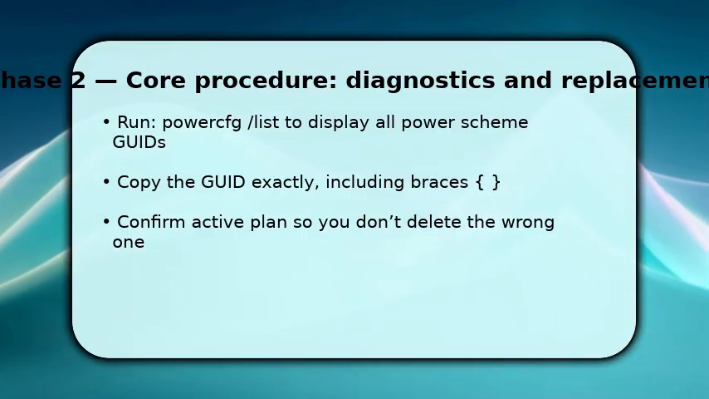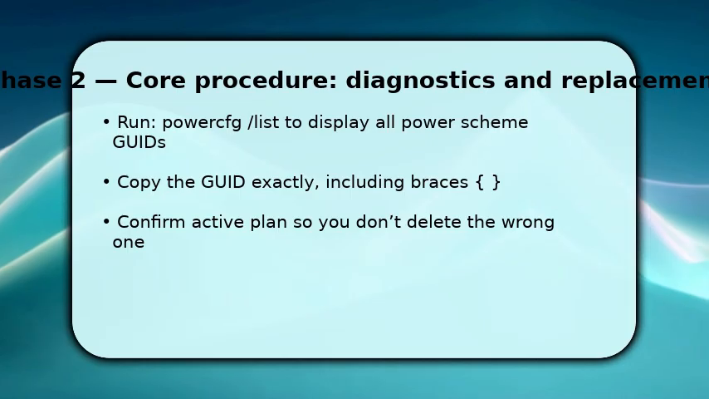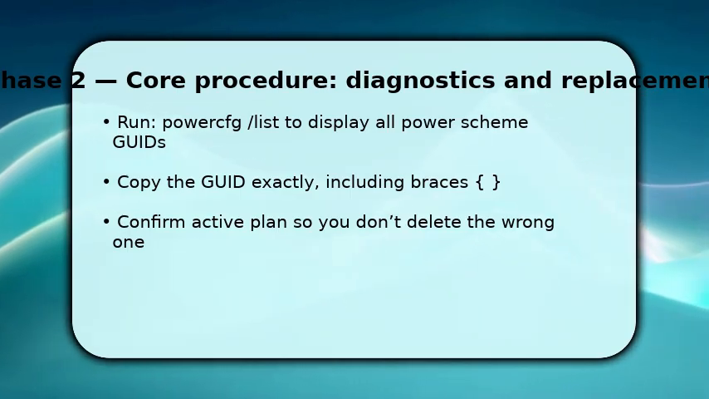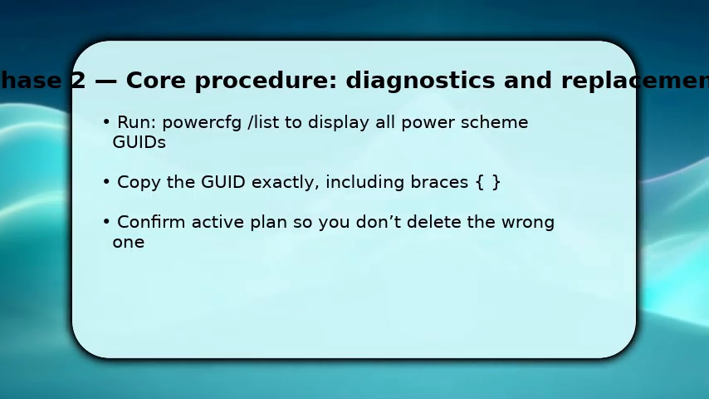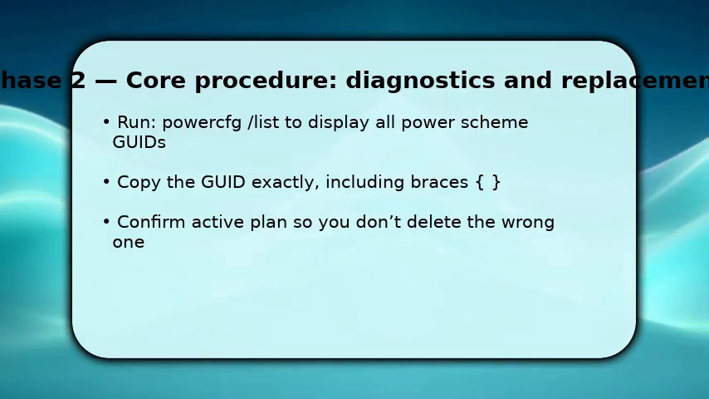Make sure to check which plan is currently active. Windows won't permit deleting the active scheme without switching first. If the target is active, switch to a different built-in plan using power/setactive, followed by the new GUID.